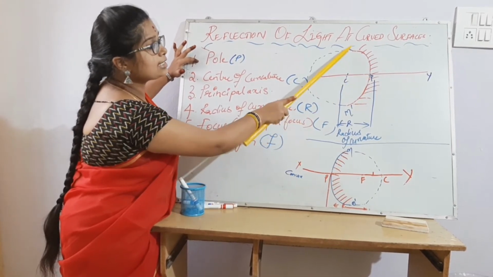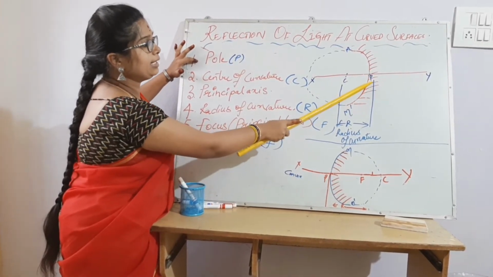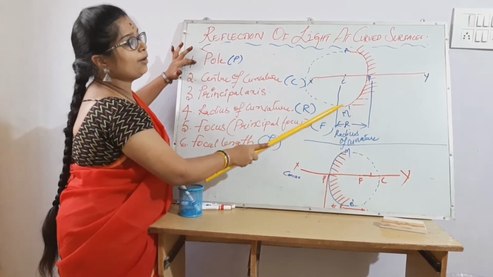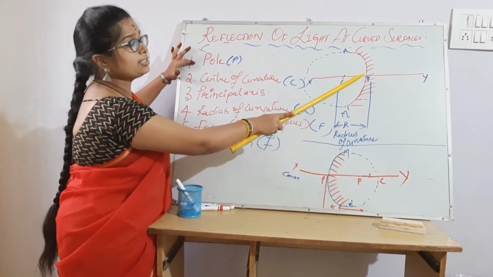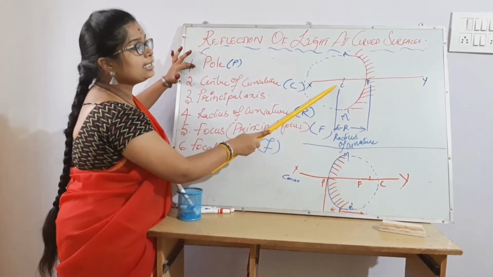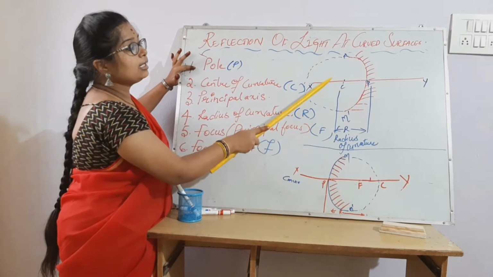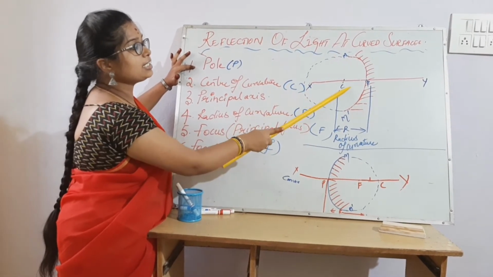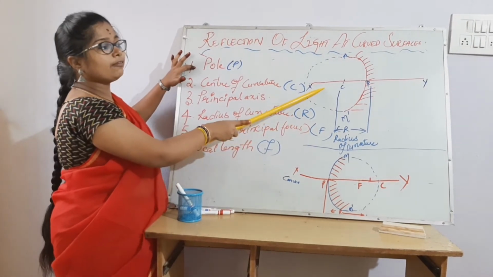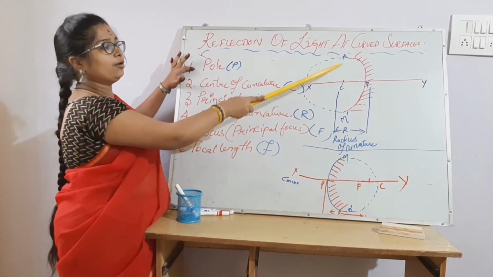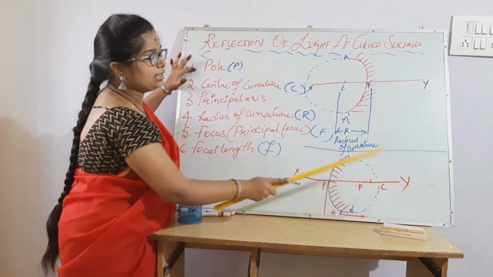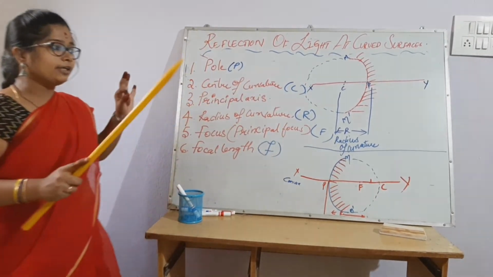The pole is the center of the mirror. I am repeating it again. This is the midpoint of the mirror. Pole is the midpoint, the geometrical center of the mirror. And C is the center of curvature. The center of curvature is related to the spherical mirror. Here, the midpoint of the spherical mirror is called the center of curvature.